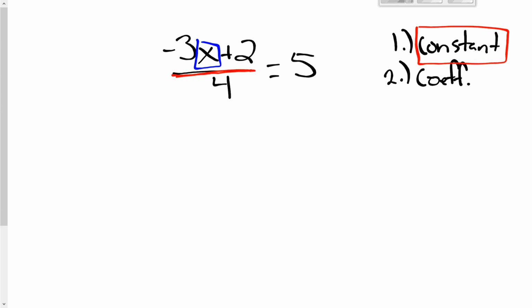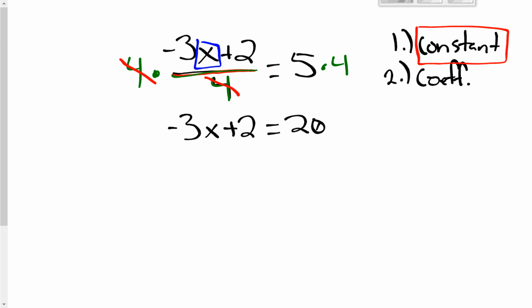How do you get rid of divide by? Well, you multiply, right? We're going to multiply both sides with the multiplication property of equality. And we want to get rid of this divide by 4, so we're going to multiply both sides by 4. All right, let's see what happens now. These 4's will cancel out because really what we're going to end up is a 4 divided by 4, which is 1, and we just say that cancels out. That leaves me with negative 3x plus 2 equals 5 times 4, which is 20.